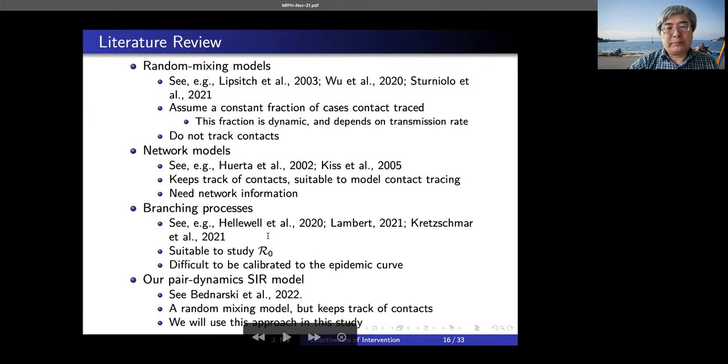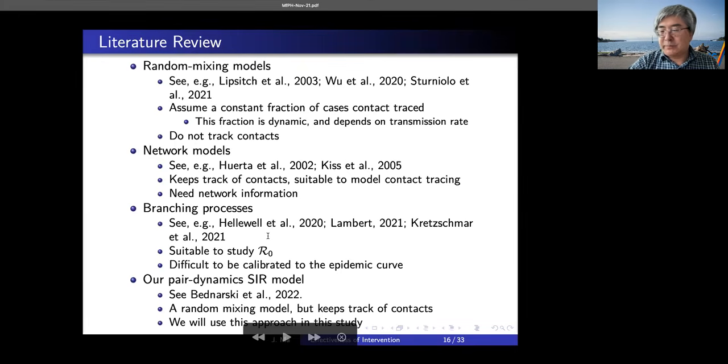There's another class called branching processes, which are stochastic models. They have been applied to study COVID-19, and they're very suitable to compute the effect on the basic reproduction number, but it's not easy to calibrate these stochastic process models to the real epidemic curves. So we're going to base our study on a toy model that we developed earlier, which is an SIR model. We're going to extend our framework to include latent periods and asymptomatic transmissions.